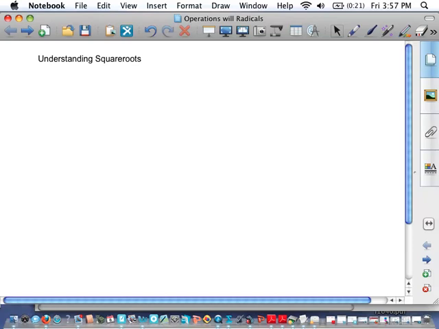Okay, let's take a look at understanding square roots. I think some of you are a little confused about square roots, so I just want to go back a little bit and make sure that you understand what a square root really is.